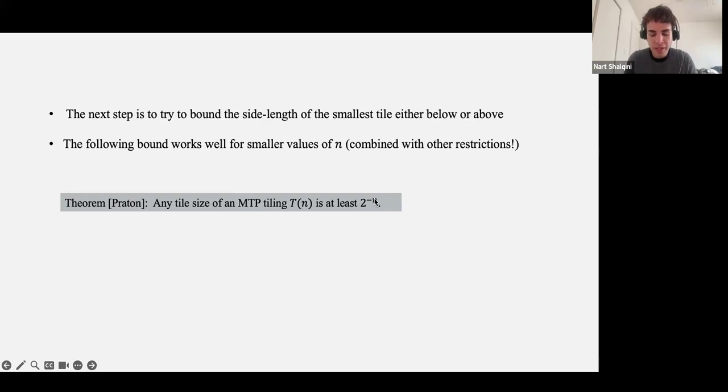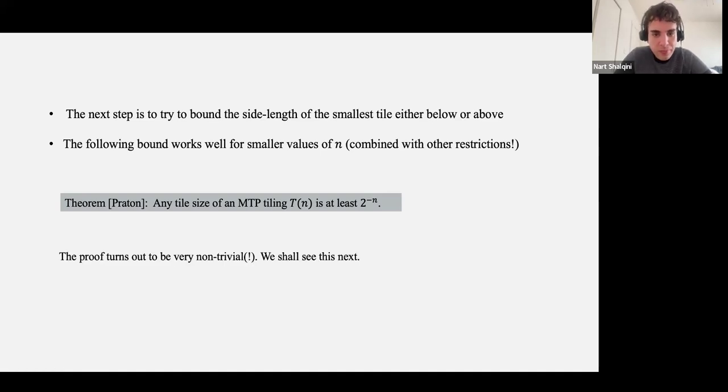So this shows that if I have an MTP tiling, the smallest tile cannot be too small, and of course it cannot be too big because it cannot exceed 1. So this certainly reduces the number of possible tiles to a finite setting. But the proof turns out to be non-trivial. And so today I'm going to focus on the proof for how we obtain this lower bound. And then I'm going to also talk about how we improved this lower bound for certain classes of n.